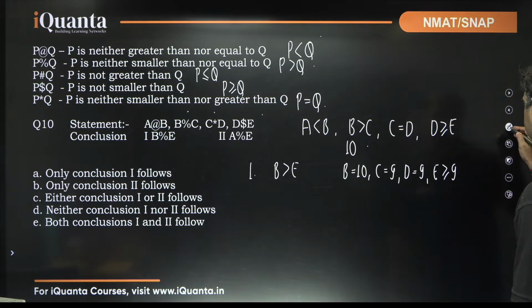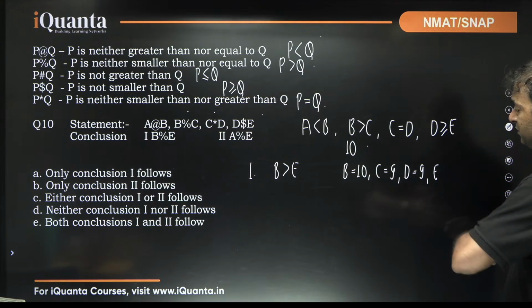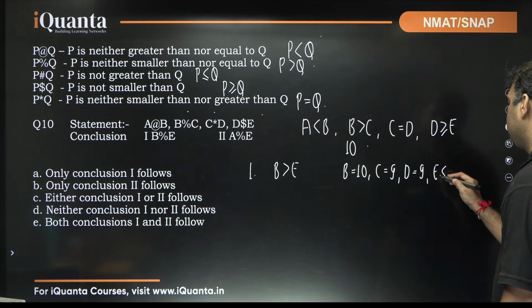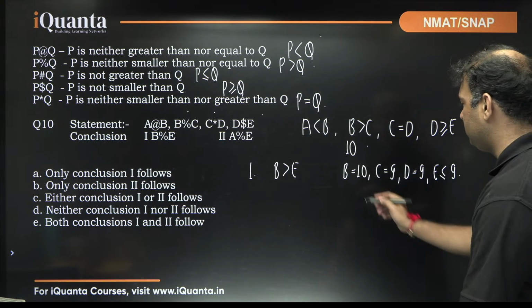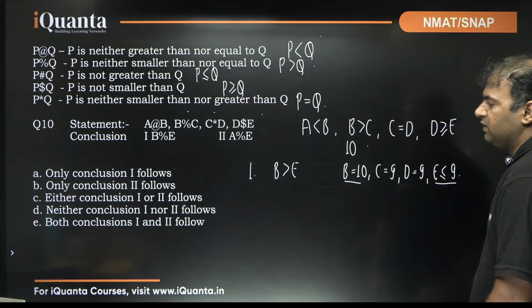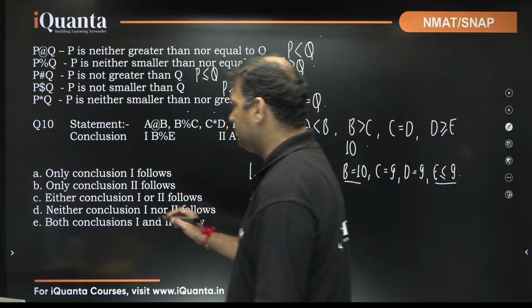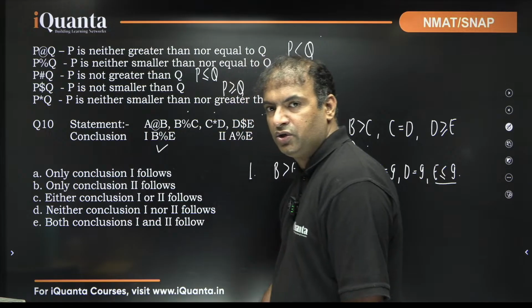Okay, E has to be less than or equal, right? My mistake. D is greater than or equal to E. That means E is less than or equal to 9. We can say so. B is 10 and E is less than or equal to 9. So obviously B is greater than E. That means conclusion 1 is definitely true, right, guys?